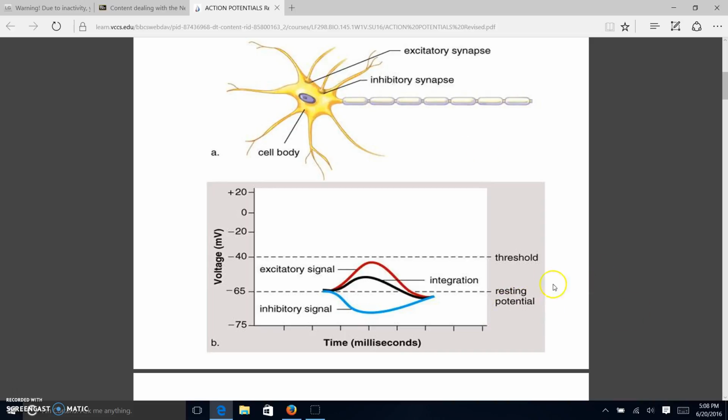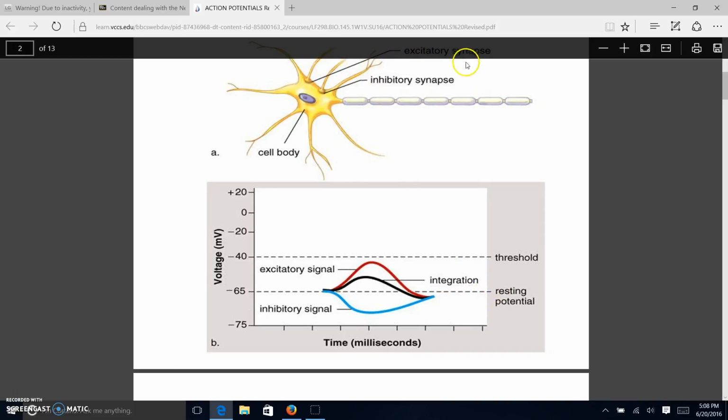Now we'll also see the cardiac muscle cells will also have their own resting potential, but we'll get to that later. Now, if nothing is happening and we measure just inside, we would come up with a measurement of negative 65 millivolts.